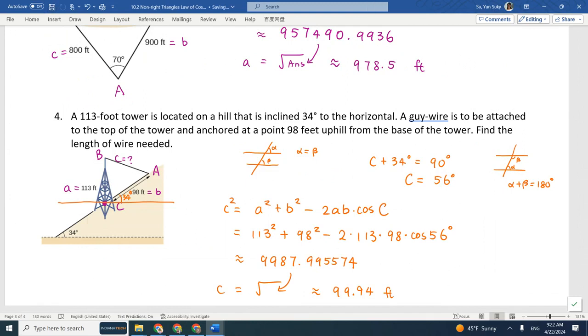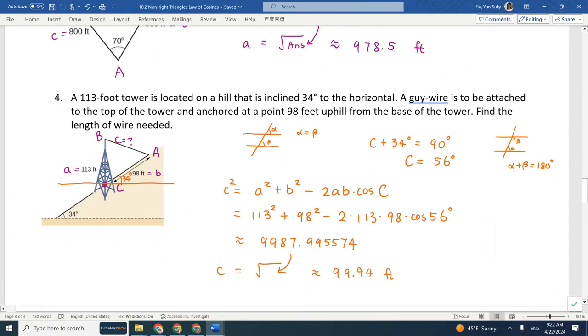Okay, so this is the number 4. It's a little bit harder because the angle is not given, right? In the triangle, it's not given. So you have to look at the relationship between the angle in the triangle and this given angle.